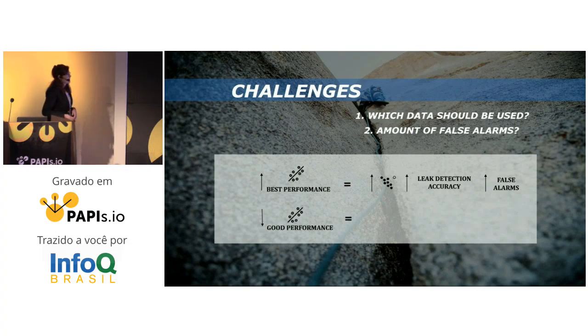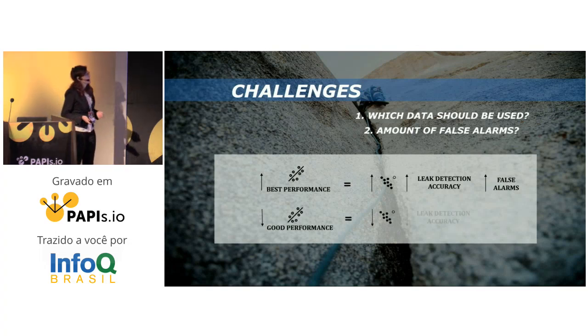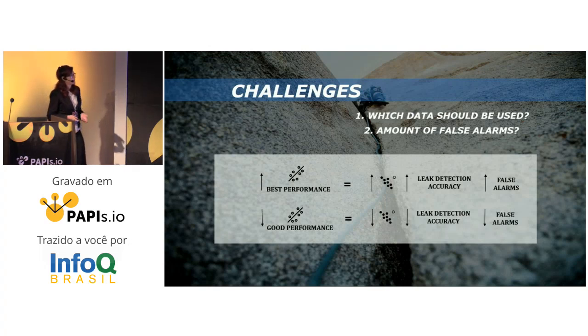So the second scenario we got was a good performance. The leak detection accuracy was a little bit lower, but the amount of false alarms was acceptable. It was 3 to 5 false alarms per month. And the client said that it was an acceptable amount of false alarms.